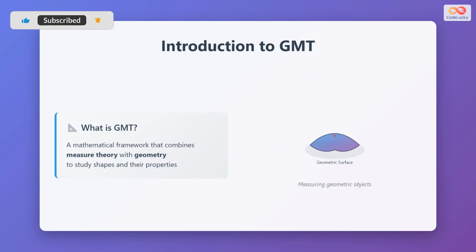Let's dive into an introduction to geometric measure theory, also known as GMT. It is a mathematical framework that combines measure theory with geometry to study shapes and their properties. It is about measuring geometric objects.